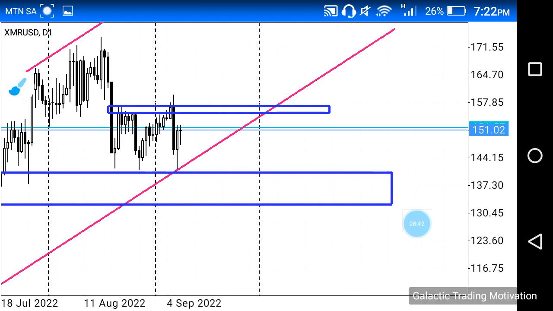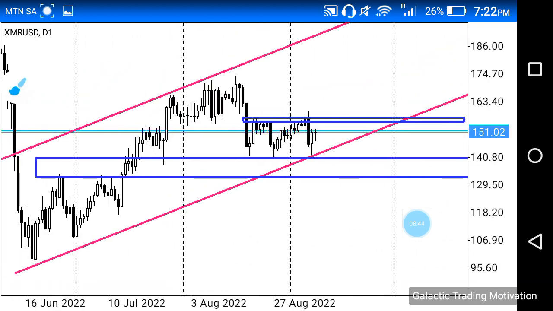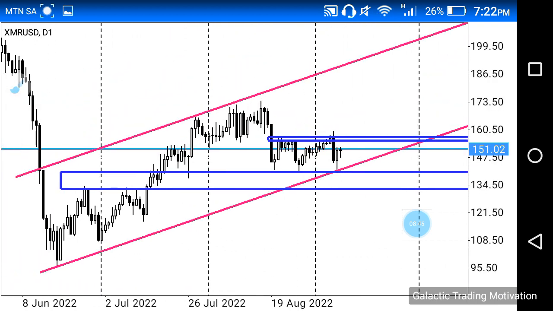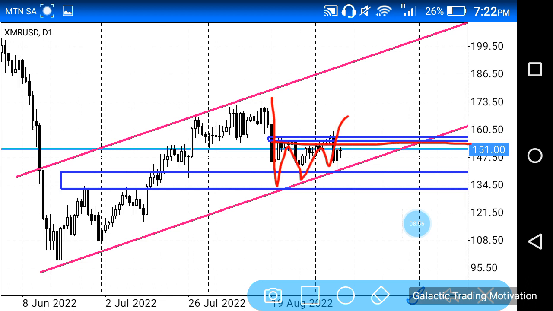Anyway, let's proceed. So as I said, what I would do at this point in time, because my bias as it is for the market to continue to push further up, is I would wait for price to actually break above this particular neckline over here, and for it to come back to retest the neckline.